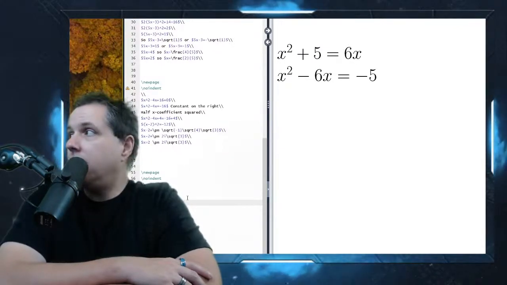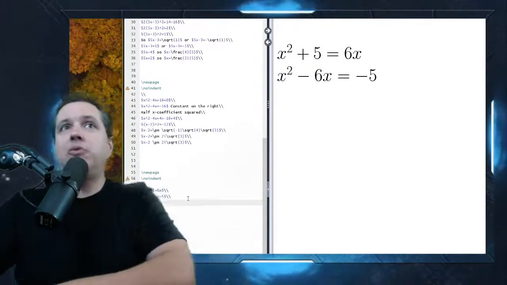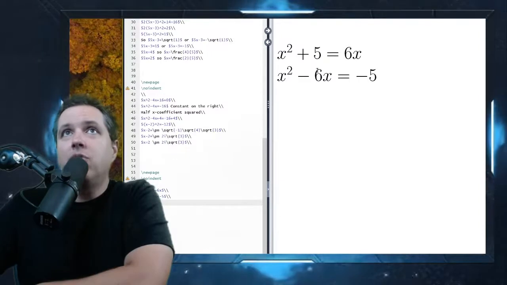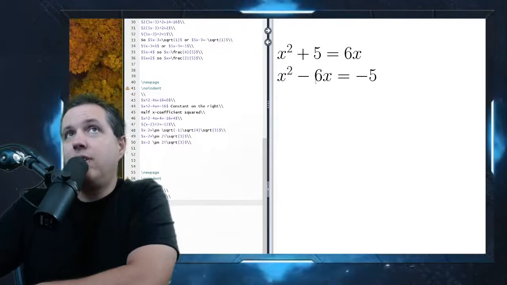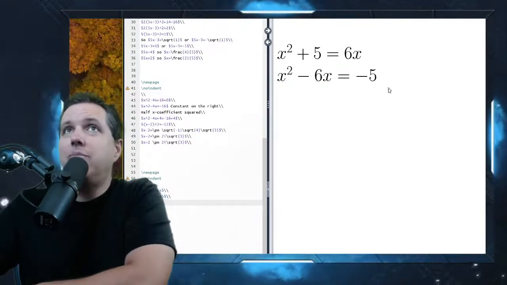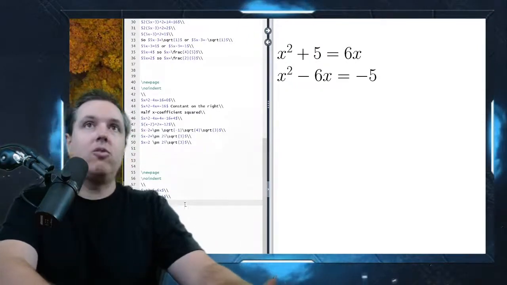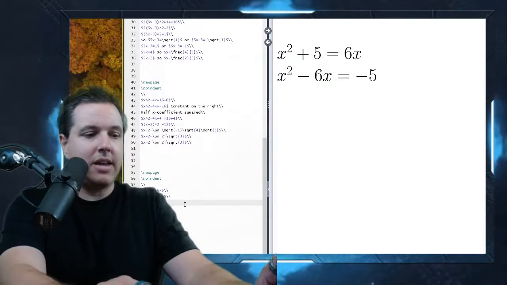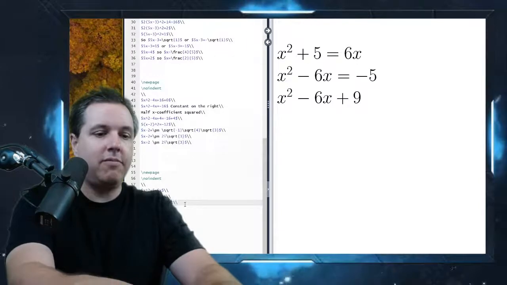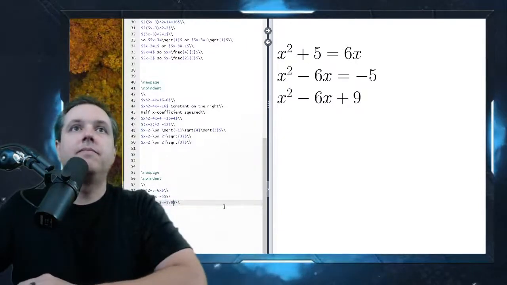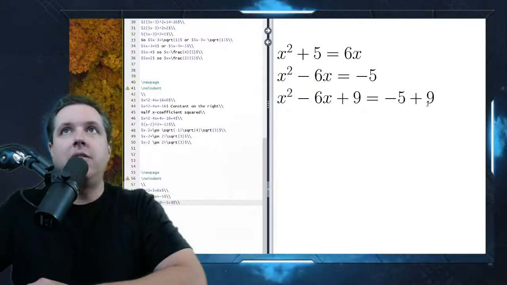Okay, hopefully you got that you were going to add 9 to both sides, right? Like those problems we just did a minute ago on Delta Math. We're going to take half this x coefficient, so half of that is negative 3. Negative 3 squared is 9. I'm going to add 9 to both sides. So that becomes x squared minus 6x plus 9 equals negative 5 plus 9. Okay, so I've added 9 to both sides.